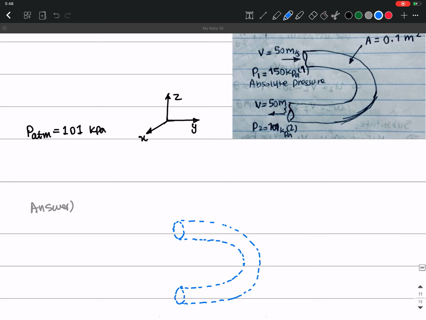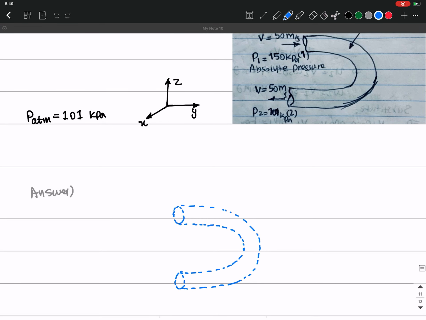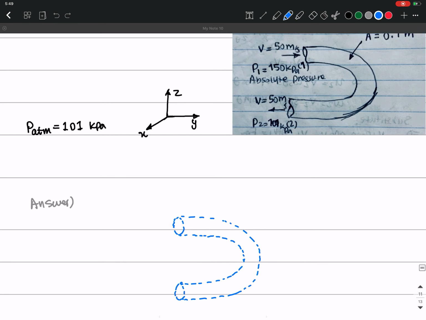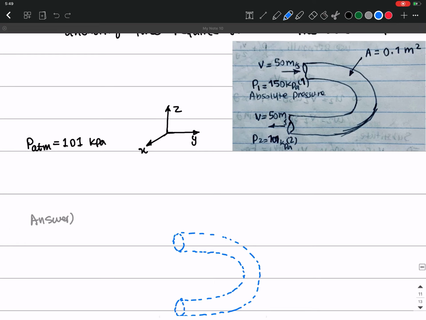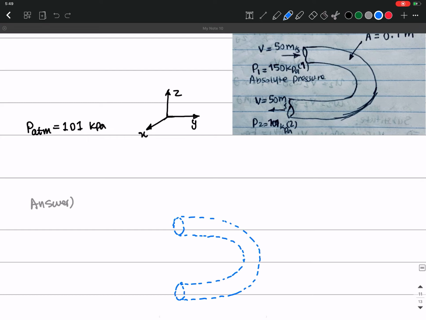So the first thing, again, that you need to do is to select the control volume in this kind of problem. So this is the control volume I've selected. And you should select the control volume such that you have the information from the problem. For example, here we have V at section 1, and also P and V at section 2. So that's why I selected such a control volume here. And then I plot the forces that act on this control volume.